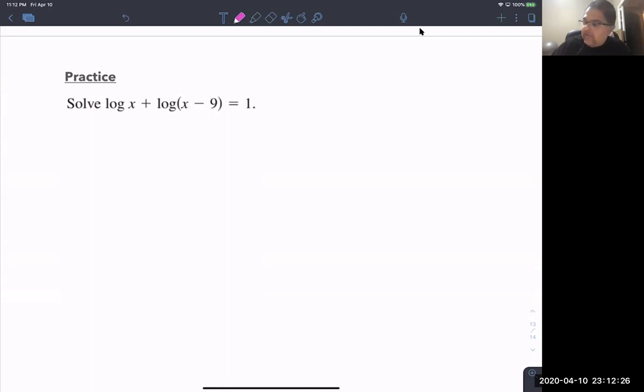So how are we going to do that? Well, we have to combine or condense this. Remember, before we can take the inverse, we have to make it into one logarithm. How do we condense this? We use the product property or product rule of logarithms that says log x plus log x minus 9 is the same as log of x times x minus 9.